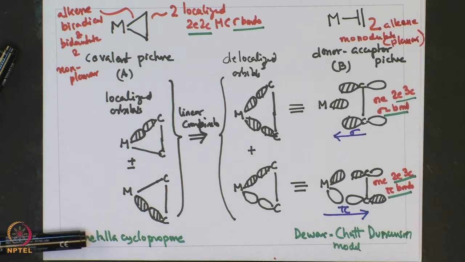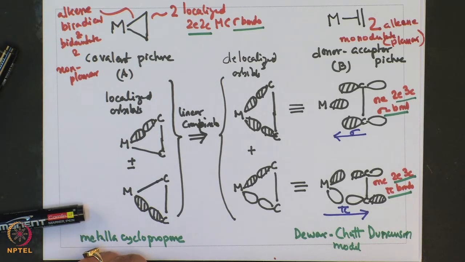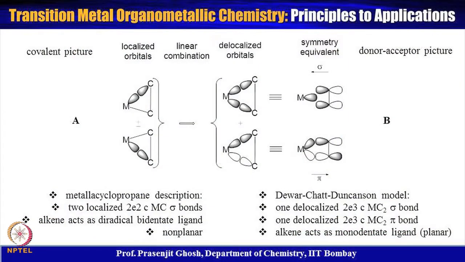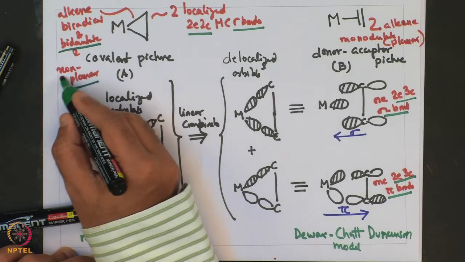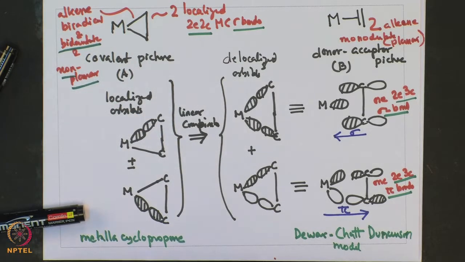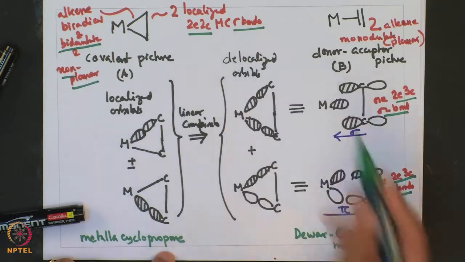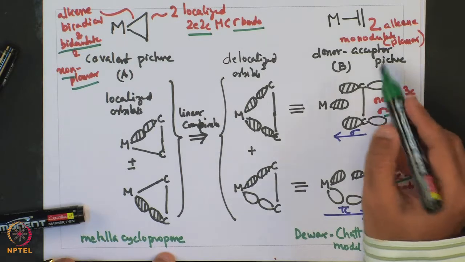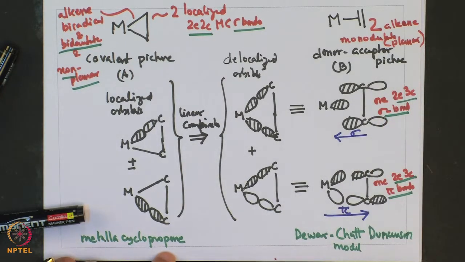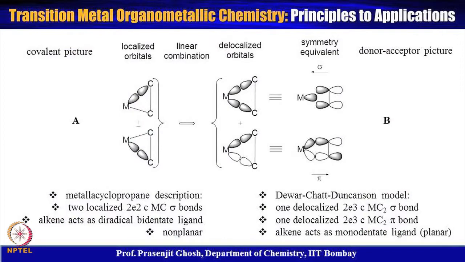So, what we see is that depending on which description satisfies the metal olefin complex, one can get a bidentate non-planar structure containing two localized 2 electron 2 centered metal carbon bonds, or one can get the delocalized structure which contains one 2 electron 3 centered sigma bond and another 2 electron 3 centered pi bond, and the olefin in this present case is planar, whereas the olefin in the previous case is non-planar.